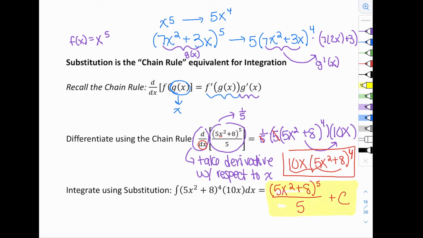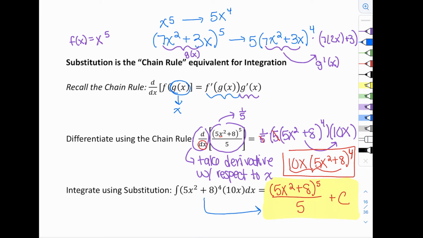So this is the answer. The reason I took the derivative first was to show you, yes, this is the answer, because we've already kind of checked our work. If we took the derivative of this part highlighted in yellow, we would get 10x times (5x squared plus 8) to the 4th power. The thing is, how do we know to get from here to there?